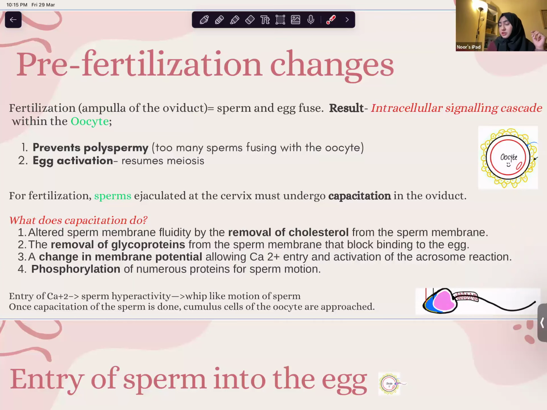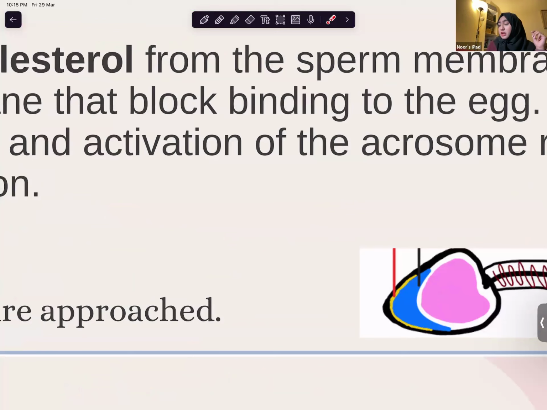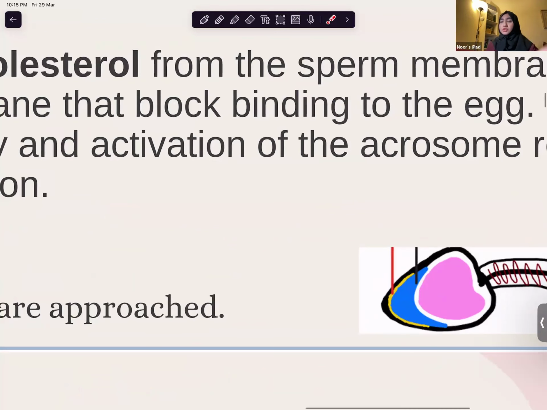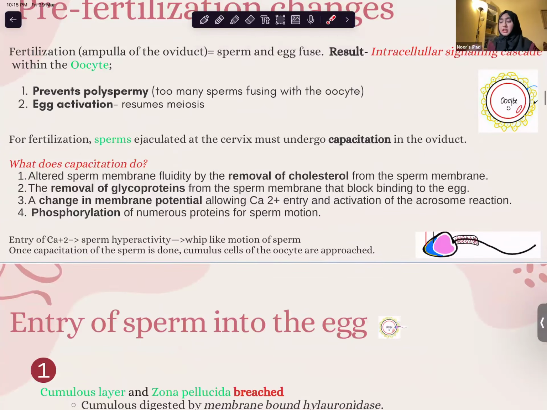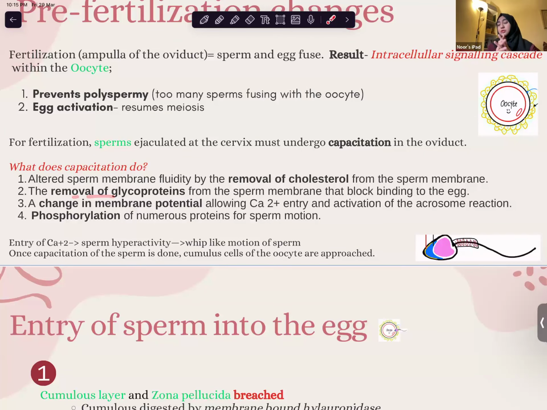Remember in the picture when I showed that there was cholesterol over here? You see this yellow colored thing over here? It's just for you to visualize, but just remember there's cholesterol on the sperm head, and that needs to be removed. The second one is removal of glycoproteins from the sperm membrane that block the binding of the egg. If the sperm does not undergo capacitation, there will be cholesterol on top and glycoproteins, and the sperm is prevented from fusing with the egg, and hence no fertilization.